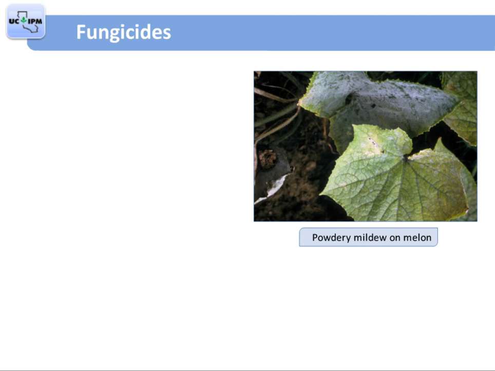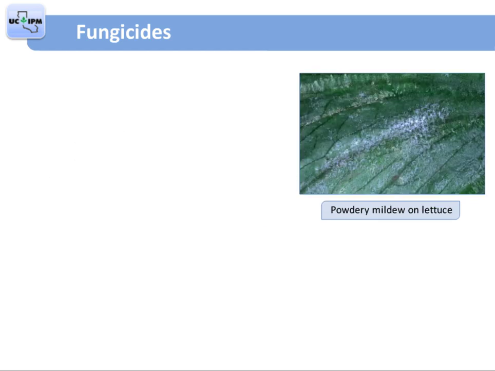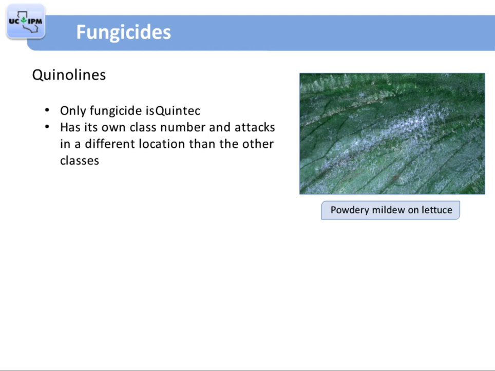A completely different and newer class of fungicides is the strobilurins. Some examples are Sovereign, Flint, and Abound. These attack any fungus in a different location than the SBIs. If resistance develops to this class, we will have basically lost all of these products because the whole population would have shifted over to resistance. The quinolins. The only fungicide we have in this group is Quintec. It's got its own class number and it attacks the fungus in a different location than the others.